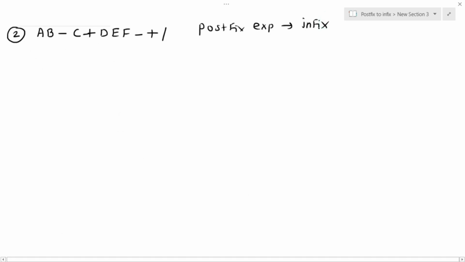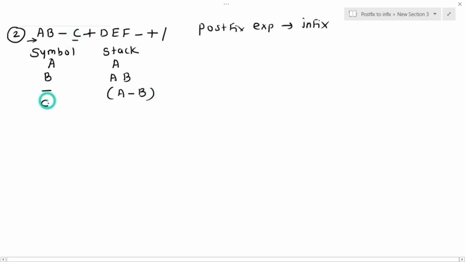Okay, so the expression given is A B minus C plus D E F minus plus division. So here let's make two columns. The first one is symbol and the second one is stack. So we are going to scan each symbol from left to right. So first one is A, it goes into the stack. Then it's B. So here we have A and B. Then it comes minus. So top of the stack is A and B. So here we are going to write A minus B.